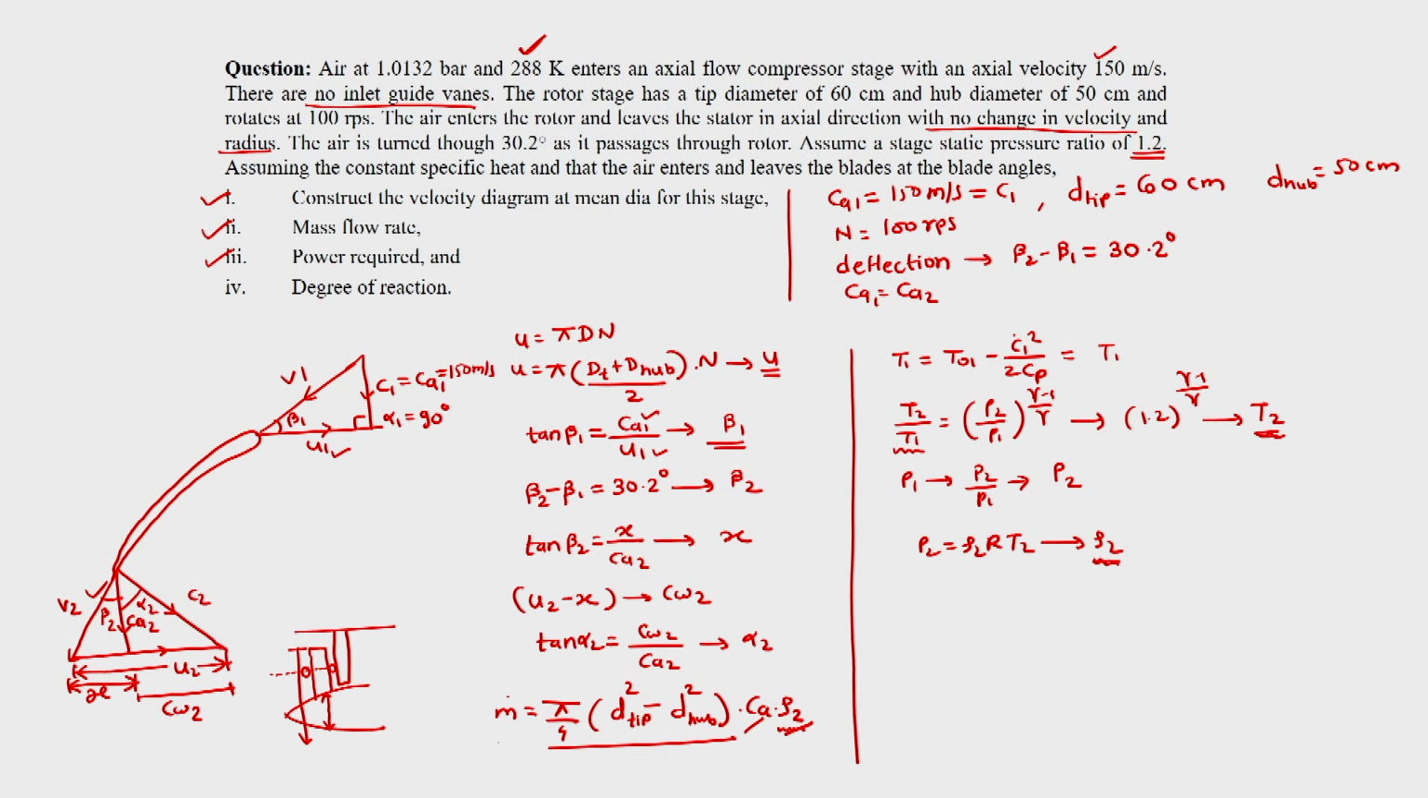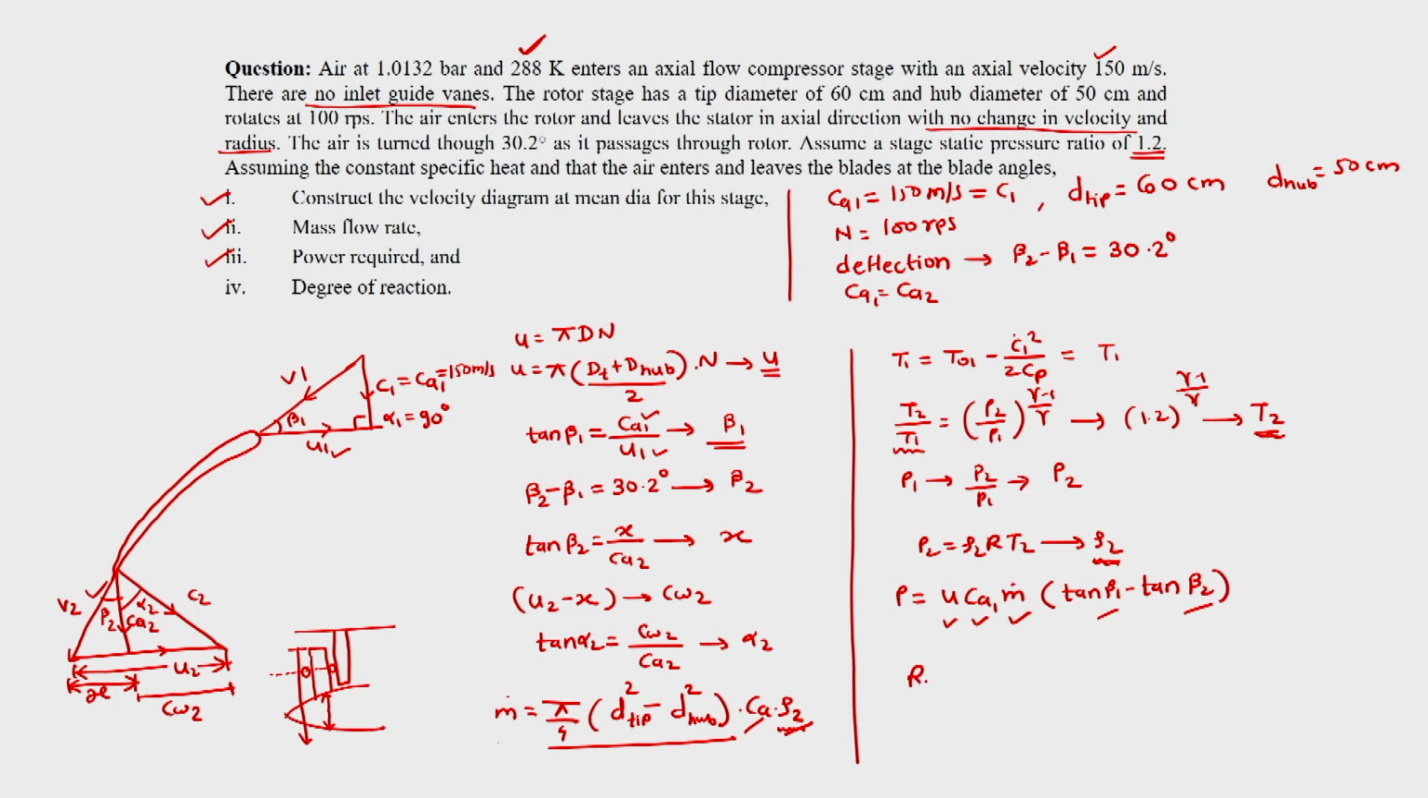For power required, we have power required equal to U into Ca into m dot into tan of beta 1 minus tan of beta 2. This formula is known to us. U is known, Ca is known, Ca1 or Ca2 is the same, m dot is known, beta 1 is known, beta 2 is known. So we can find out power required.